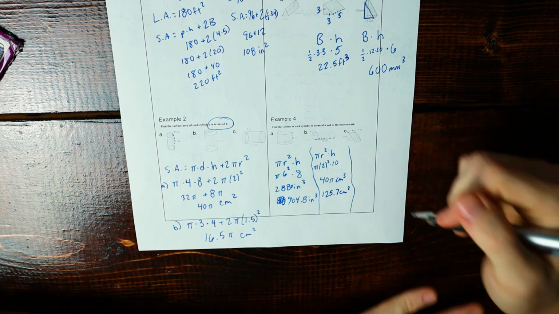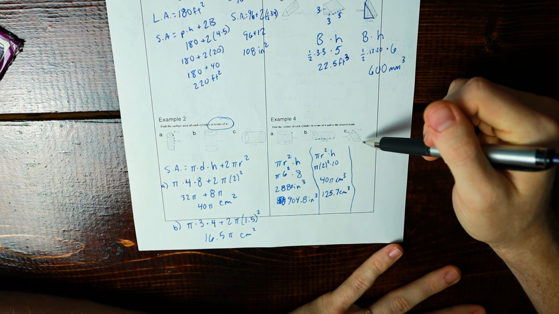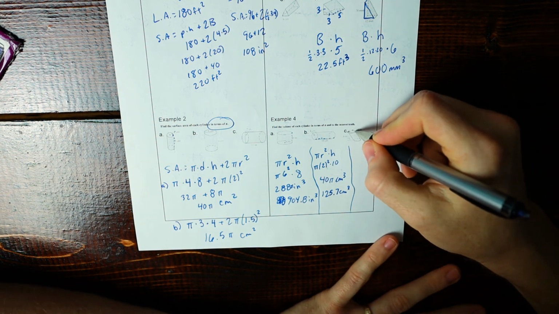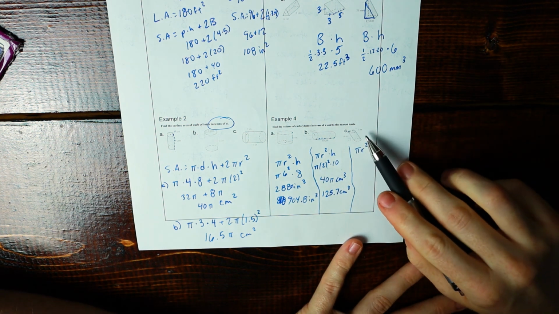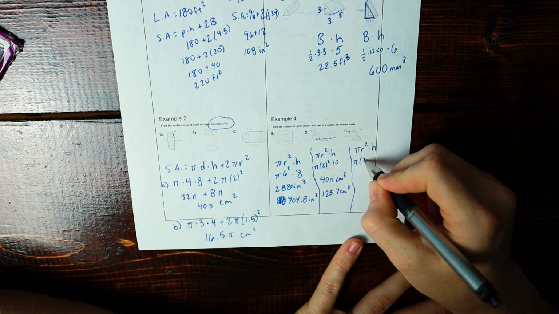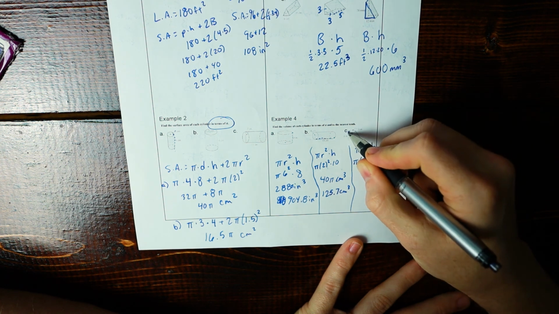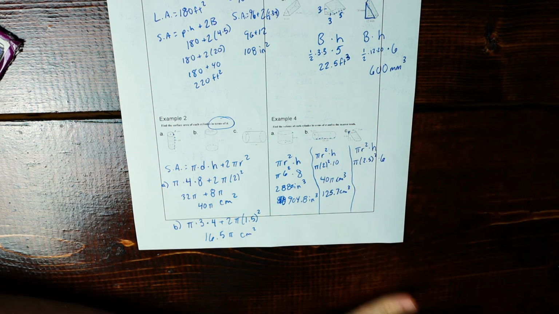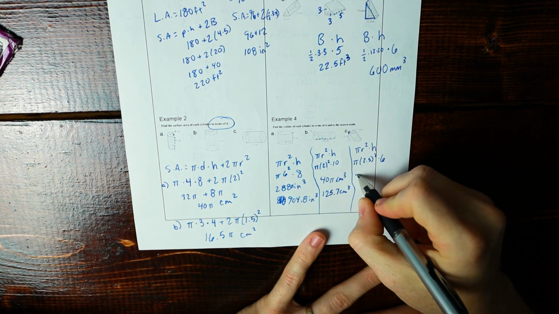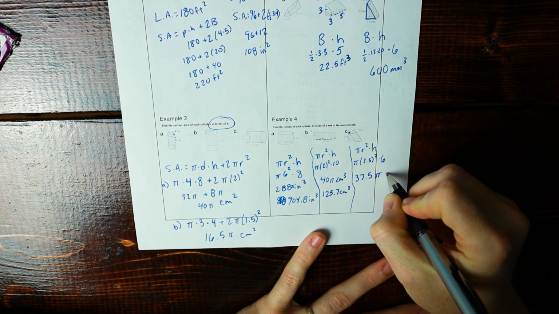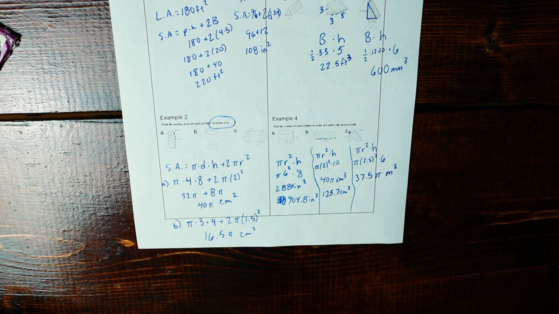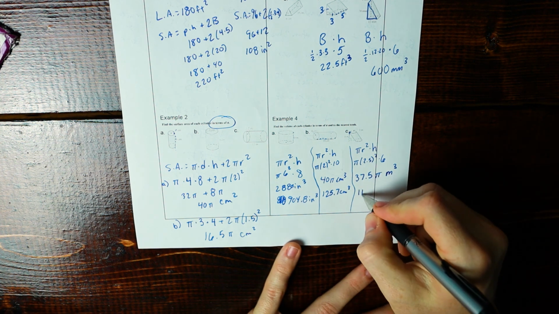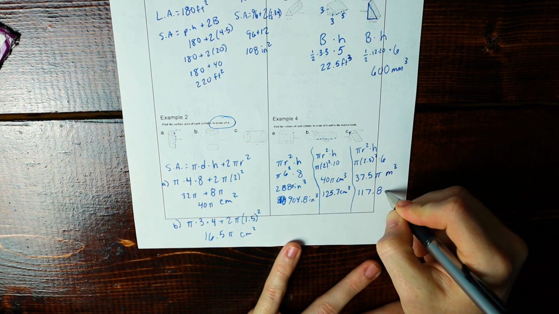One last time. On part C, they give us a diameter of 5. So if we wanted the radius, it'd be half of that. And then the height here is 6. If we don't put pi into the calculator, it is 37.5 pi meters cubed. And if we do put pi into the calculator, it gives us 117.8 meters cubed.